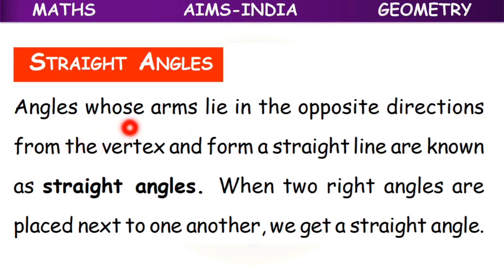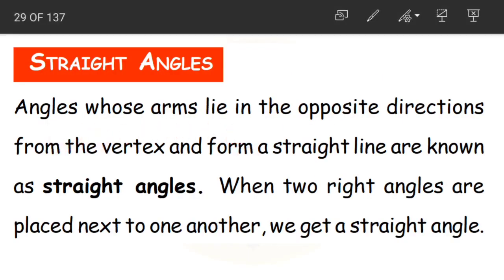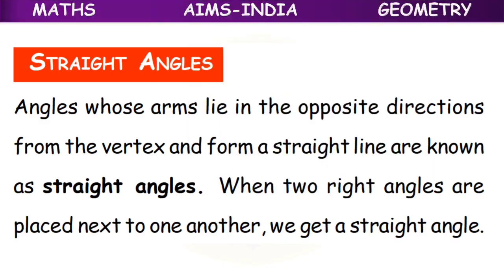Now coming to straight angles, we have learnt about right angles, acute angles and obtuse angles. What are straight angles? Angles whose arms lie in the opposite direction from the vertex and form a straight line are known as straight angles. When two right angles are placed next to each other, we get a straight angle.